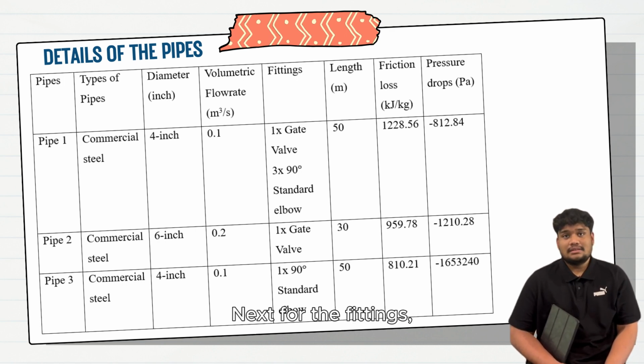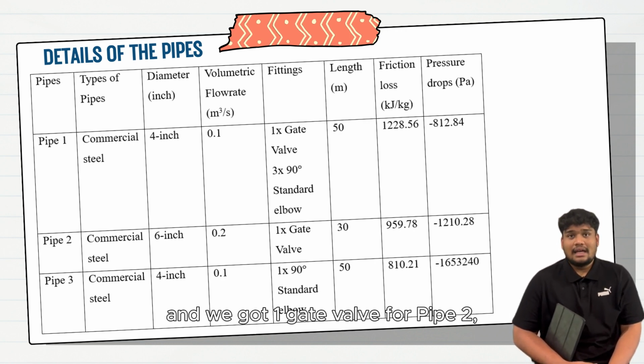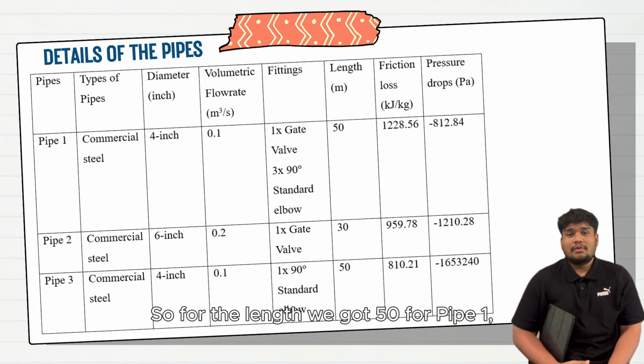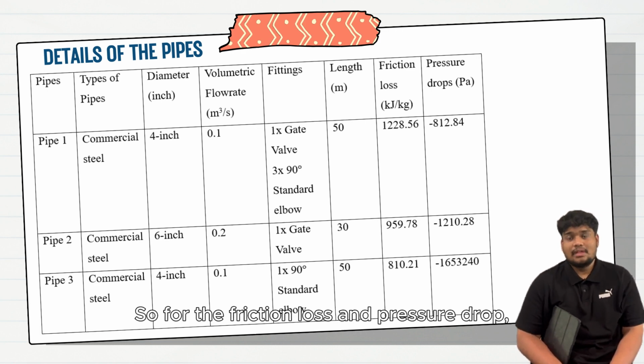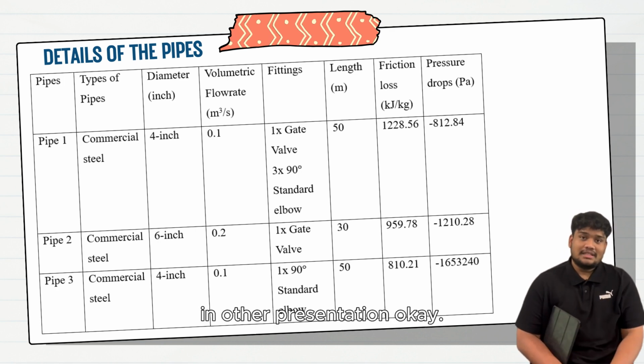Next for the fitting, we got 1 gate valve and 3 standard 90-degree elbows for part 1, and we got 1 gate valve for part 2, and then we got 1 standard 90-degree elbow for part 3. So for the length, we got 50 for part 1, 30 for part 2, and also 50 for part 3. For the friction loss and pressure drop, we will show our calculation in another presentation, okay?